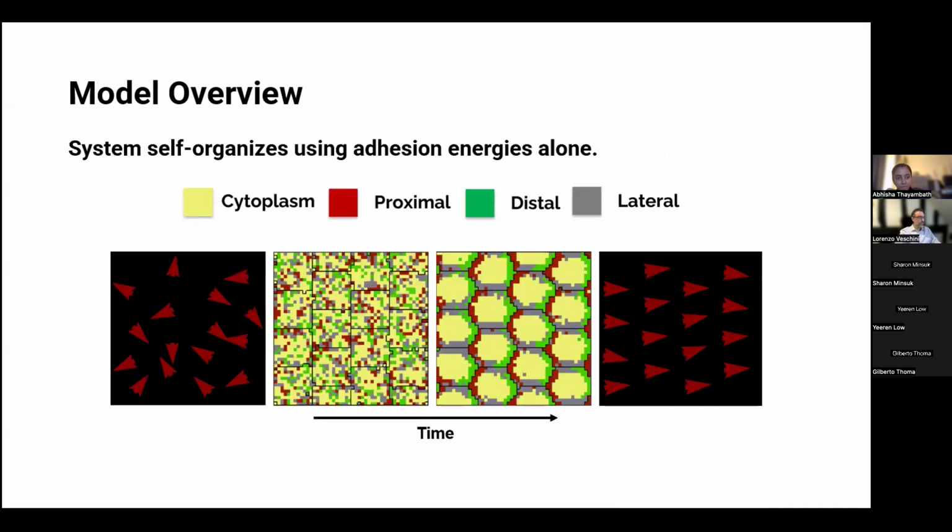Now, over time, when you have a whole bunch of cells, the system self-organizes, starting with a completely uniform random distribution of these proteins. Over time, the system self-organizes using adhesion energies alone. So we set the external adhesion energy, the contact energy between proximal and distal compartments, to be very low, and the internal energy to be very high, so that they segregate inside each cell to opposite ends.